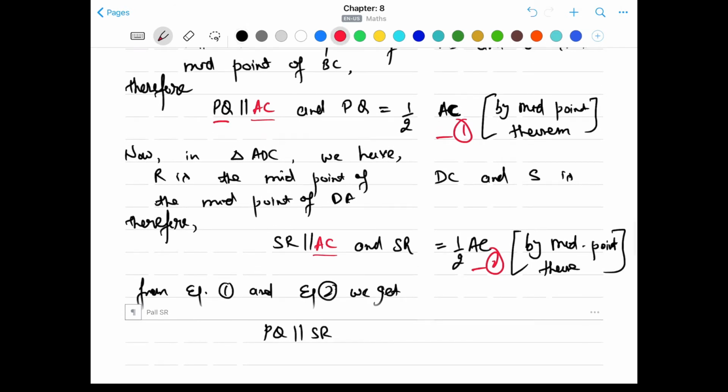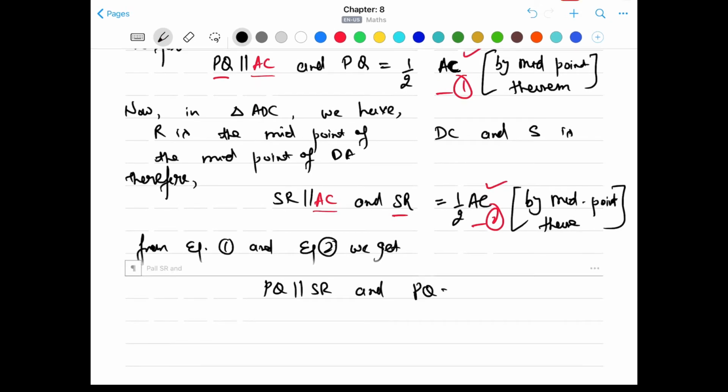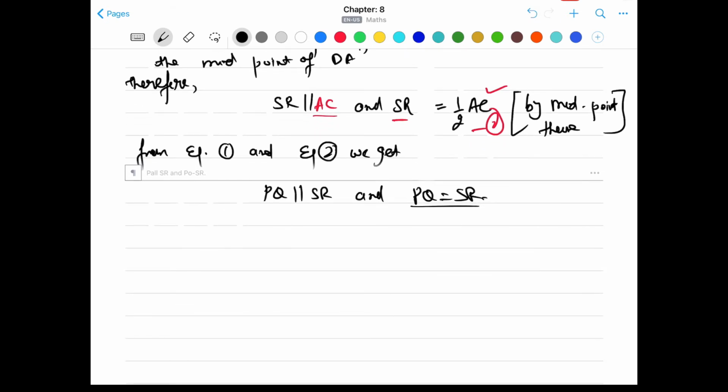Then PQ is equal to half of AC and also SR is equal to half of AC, so both are equal to the same thing, therefore they are also equal. So PQ is equal to SR. What we got here is PQ is parallel to SR and PQ is equal to SR, therefore we can say that PQRS is a parallelogram.